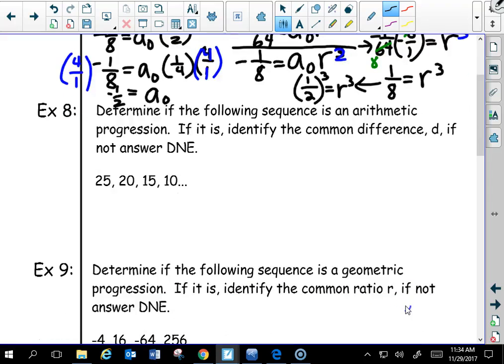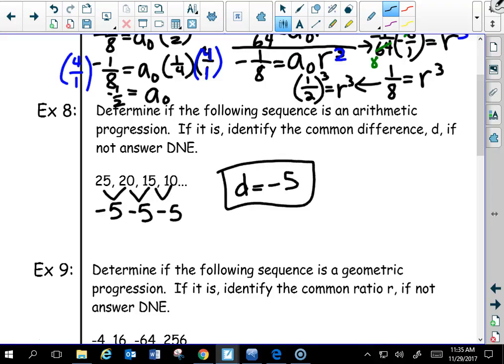Determine whether the following sequence is an arithmetic progression. If not, identify the common difference. If it is, answer D and E. All right, so we are just looking for the differences, and if they're the same through all 4 numbers, and it looks like they are, each pair of numbers is going down by 5. So it is an arithmetic sequence, and you're going to check yes on the quiz, and you're going to say D equals -5. Yay for a simple problem.